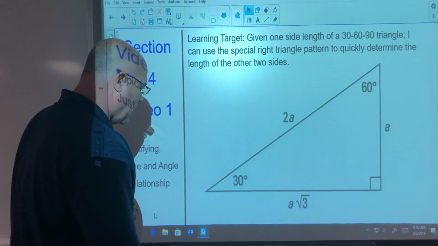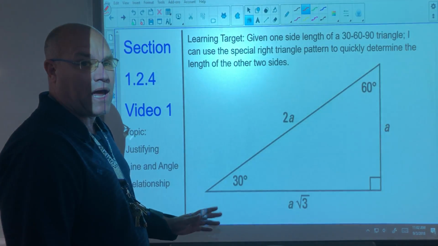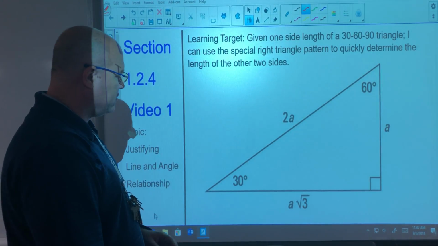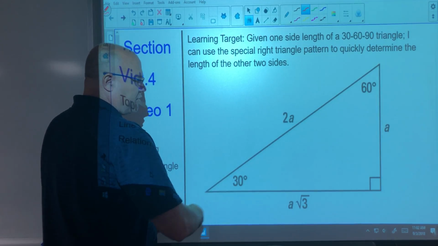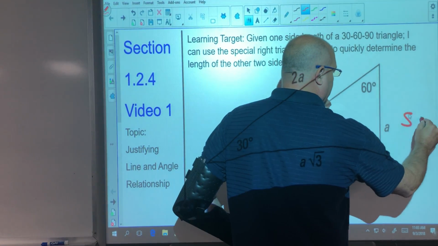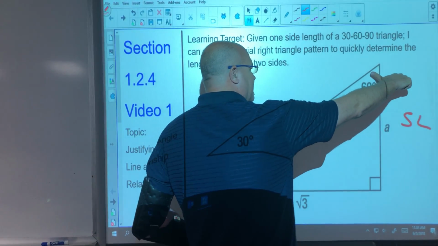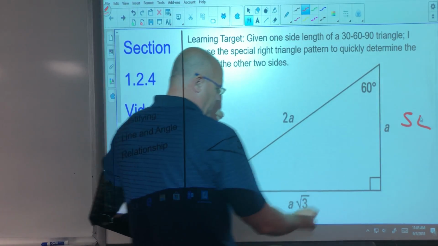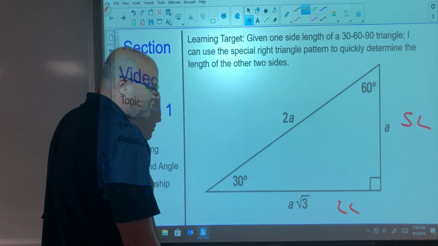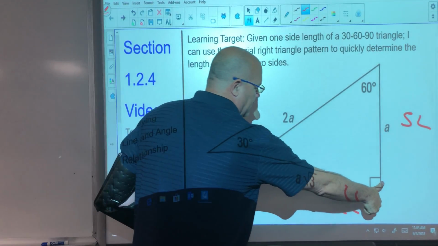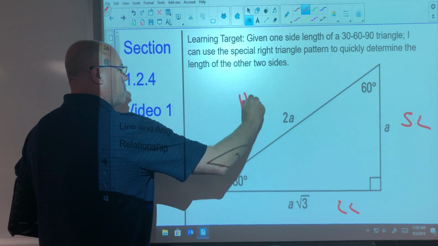So in class, we discovered the pattern, and we know with a 30, 60, 90 right triangle, we have a short leg and a long leg. So I identify that. If I put my finger on the 30-degree angle, the side opposite the 30-degree angle is our short leg. I'll just go SL for short leg. I put my finger on the 60-degree angle, the side opposite that side is the long leg. And the hypotenuse is always the hypotenuse. We know that's the side across from the right angle. Put your finger on the right angle, side opposite is the hypotenuse.